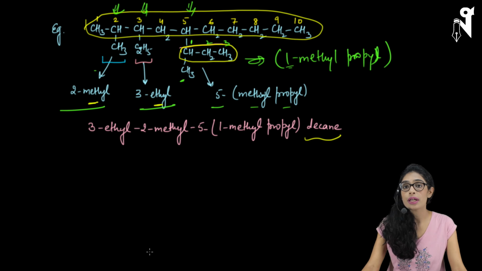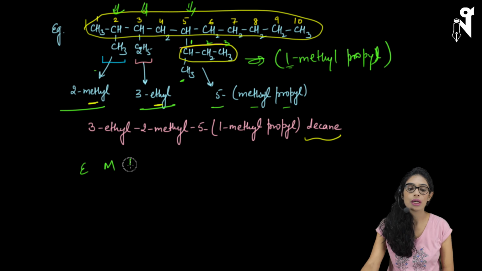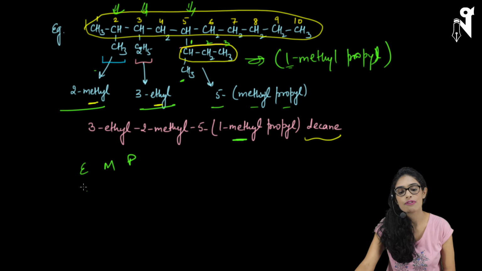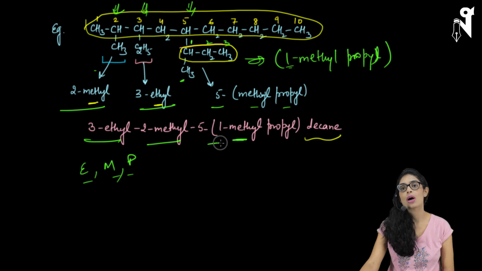So let's see whether we have arranged them in alphabetical order or not. When we are considering the alphabetical order, we have E for ethyl, M for methyl, and P for propyl. So we are ignoring this methyl for the alphabetical order. Out of E, M, P, ethyl comes first, then methyl, then propyl. So 3-ethyl, 2-methyl, 5 bracket. It is mandatory to write the bracket, 1-methyl propyl decane. That's how we will name these complex chains.